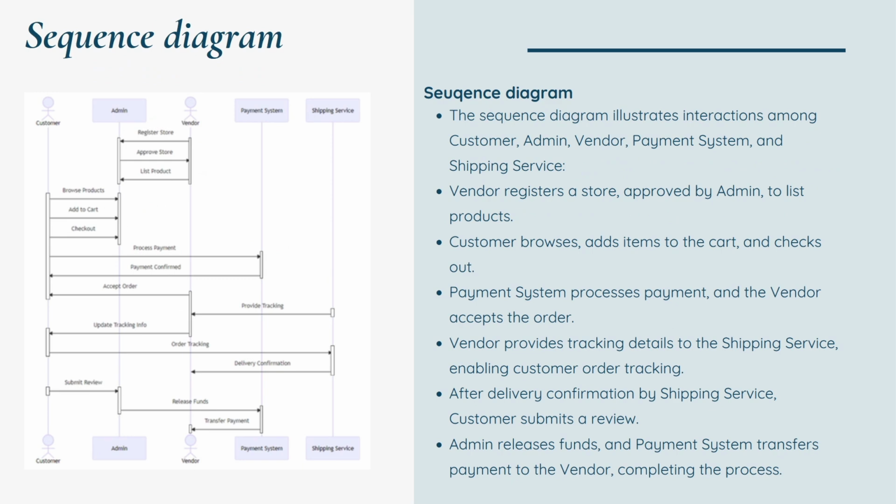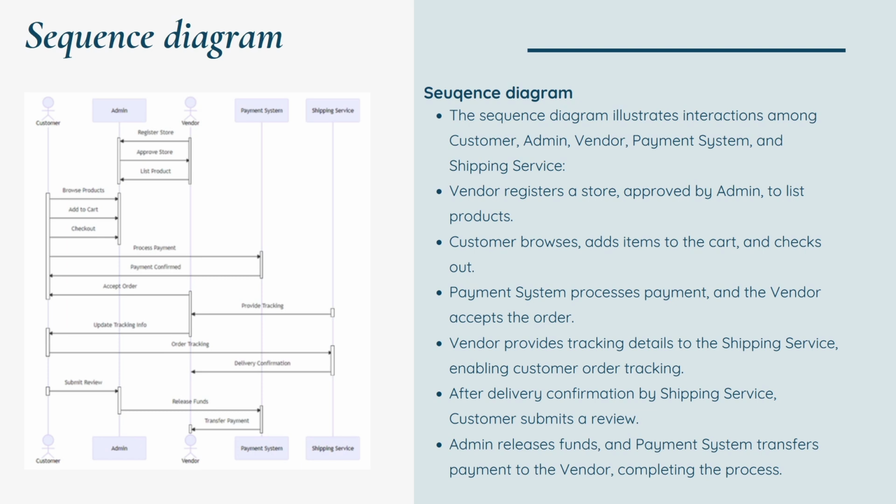In the second diagram, we have the sequence diagram, which illustrates the interaction among customer, admin, vendor, payment system, and shipping service. The vendor first registers a store that needs to be approved by the admin to list their products. Then the customer logs into their account, browses, and adds items to the cart, and they need to check out with those items. Next is the payment system, which processes the payment, and the vendor accepts the order.